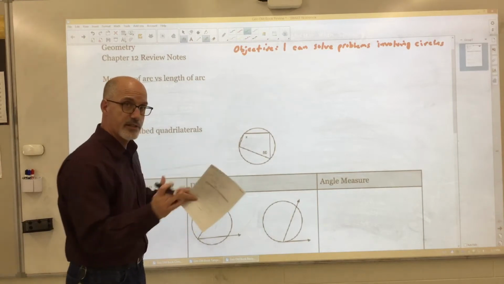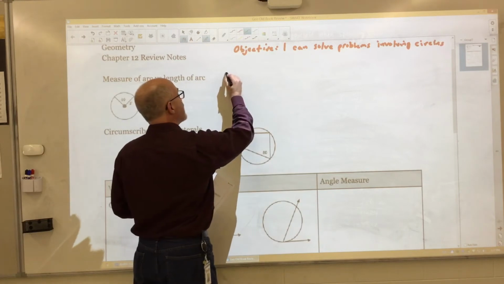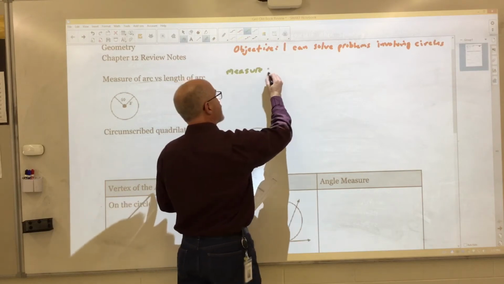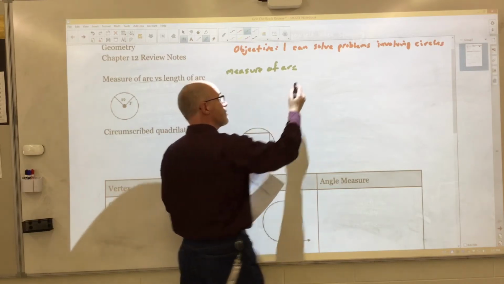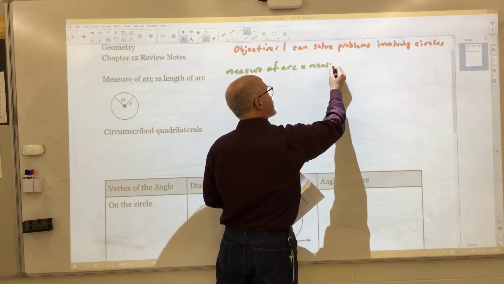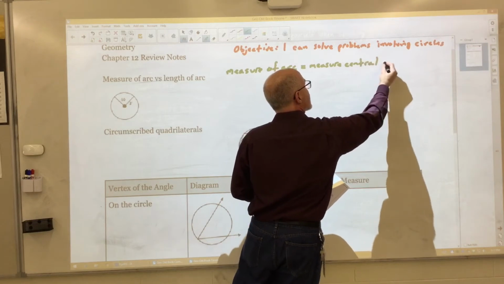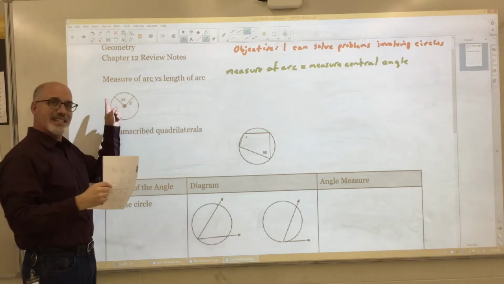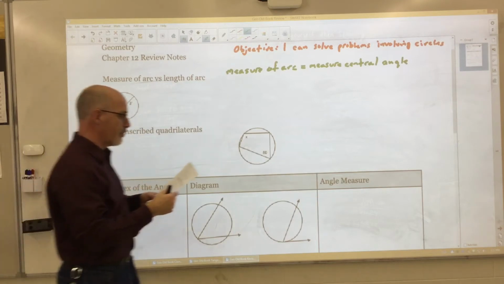Just a reminder, because this is review, here's some of the terms and the different information we have. The measure of an arc, and this is in degrees, not in arc length, not the length of it, but just the measure, equals the measure of the central angle. So this angle here is 50 degrees. That arc is also 50 degrees as part of what we are reviewing.